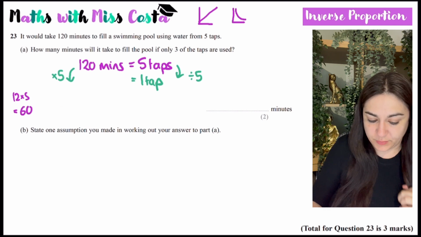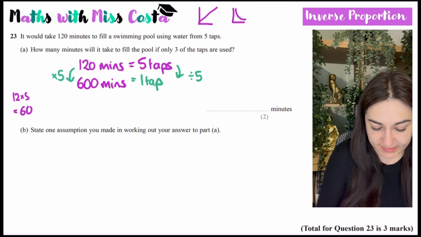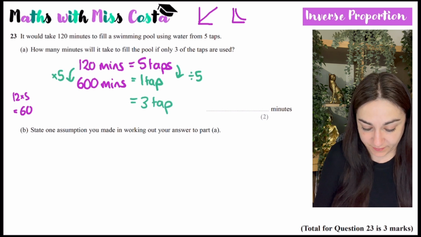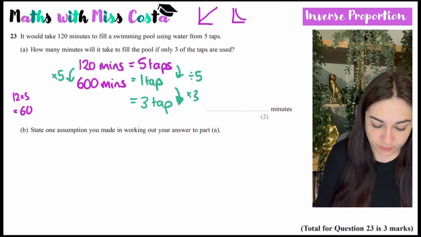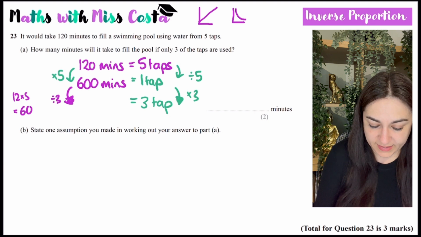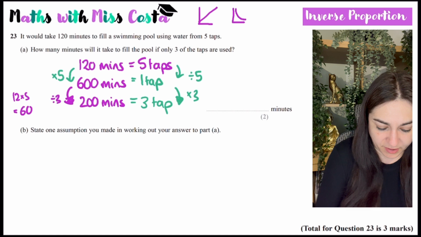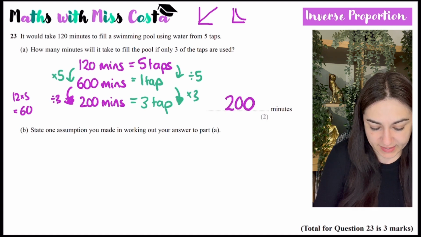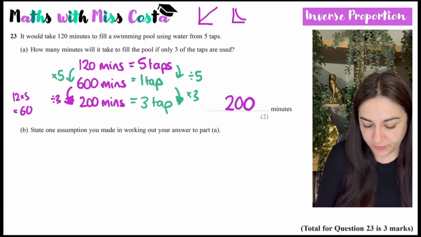So 120 times 5, if I did 12 times 5, I know that's 60. So 120 times 5 is going to be 600. So just 1 tap on its own, it would take 600 minutes to fill. And now I want to work backwards and find out how long it would take for 3 taps. So what have I done? I've multiplied 1 by 3 to get to 3. So I'm going to have to do the inverse on this side. I'm going to have to divide by 3. And 600 divided by 3 is 200. So 3 taps is going to take 200 minutes.